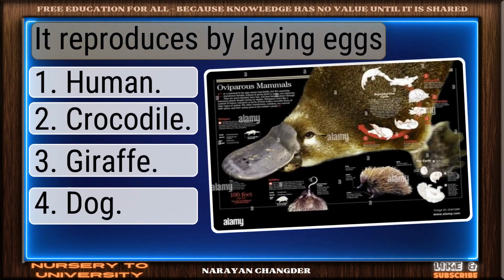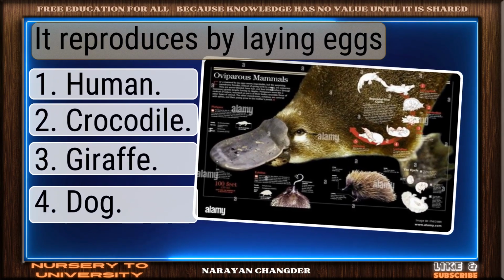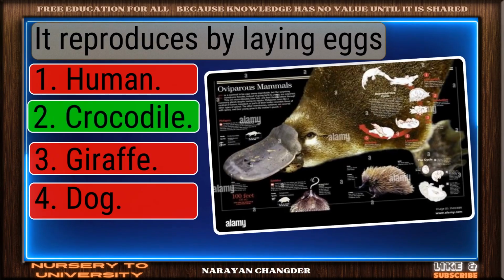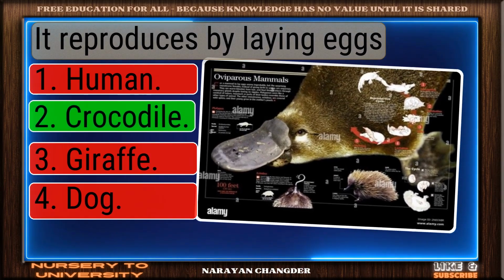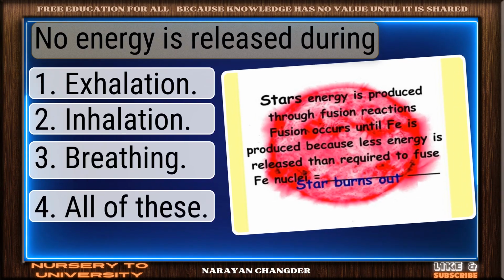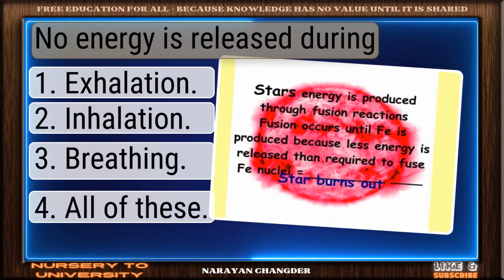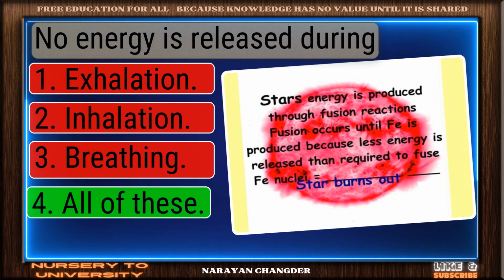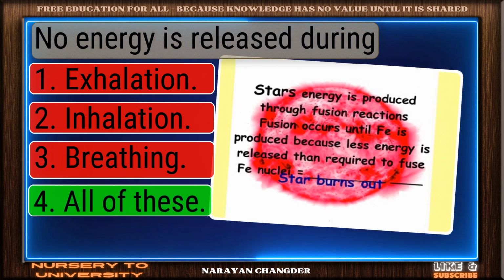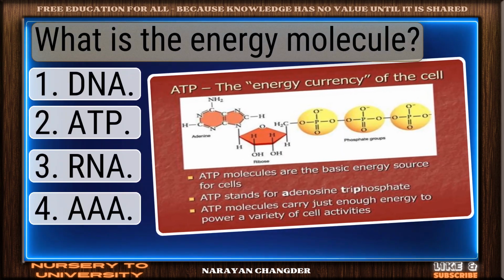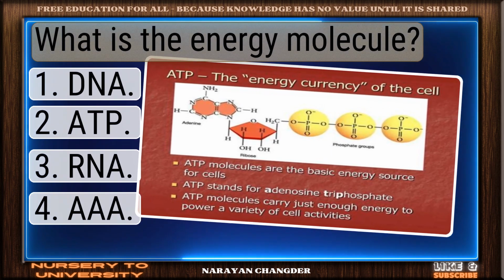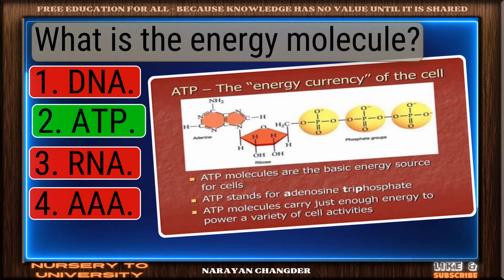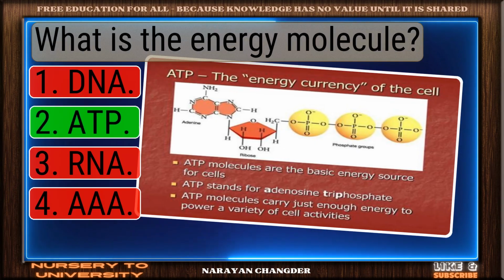Question number 235. It reproduces by laying eggs. Good thinking. Crocodile is the right answer. Question number 236. No energy is released during. Well reasoned. All of these is the correct choice. Question number 237. What is the energy molecule? You're right. ATP is the correct answer.